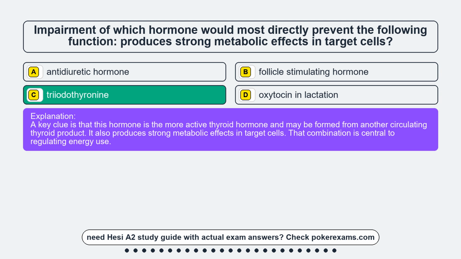A key clue is that this hormone is the more active thyroid hormone and may be formed from another circulating thyroid product. It also produces strong metabolic effects in target cells. That combination is central to regulating energy use.